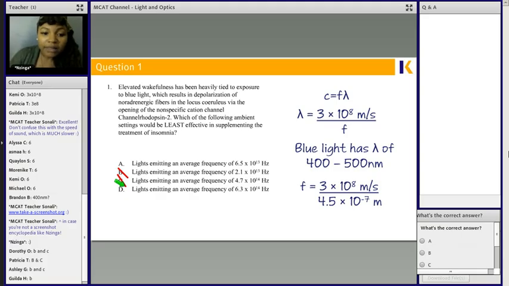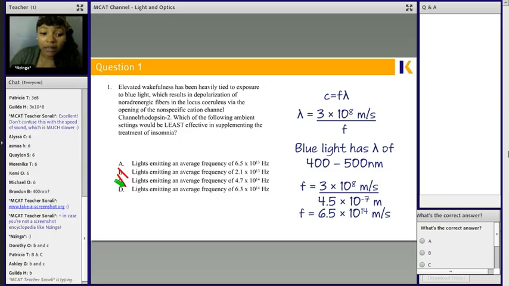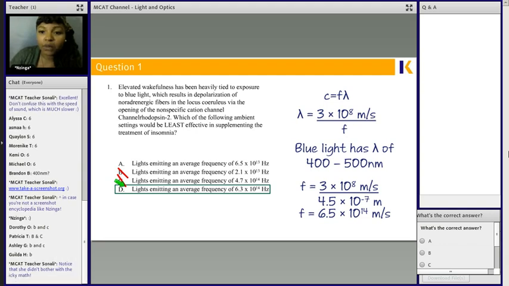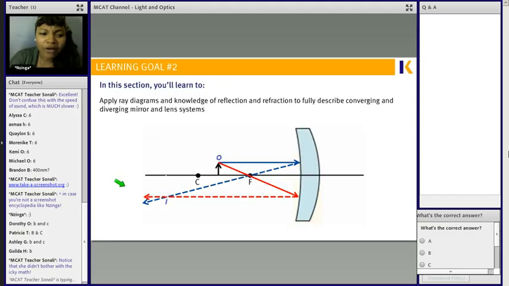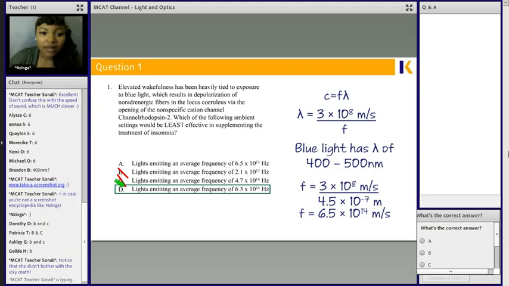Okay, so then all it comes down to is now the exponent, and our correct answer choice is indeed going to be D. Light emitting an average frequency of 6.3 times 10 to the 14 meters per second is what we're going to be looking at. Okay, so yeah, we're not fans. If we don't have to do math, then we're absolutely not going to do it. And if you want to take a screenshot of this, now would be a wonderful time to take a screenshot of this.